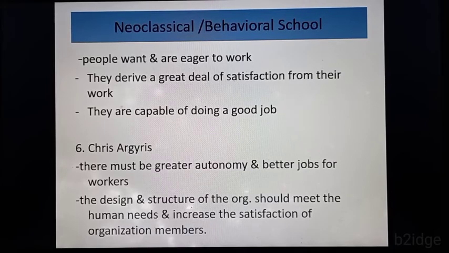Number 6, Chris Argyris states that there must be greater autonomy and better jobs for workers. The design and structure of the organization should meet human needs and increase the satisfaction of organization members.